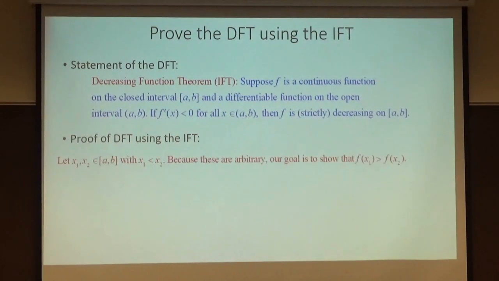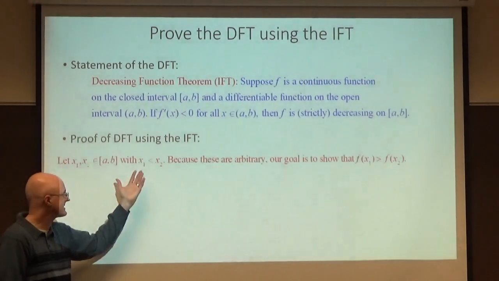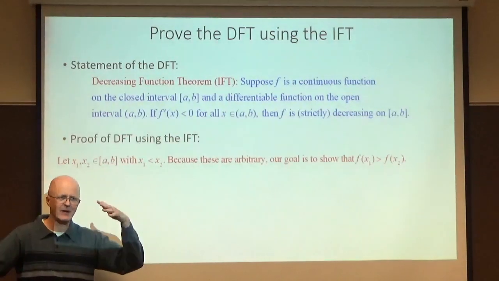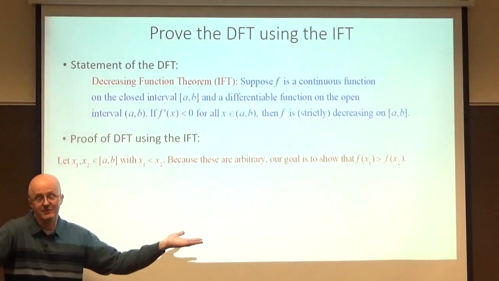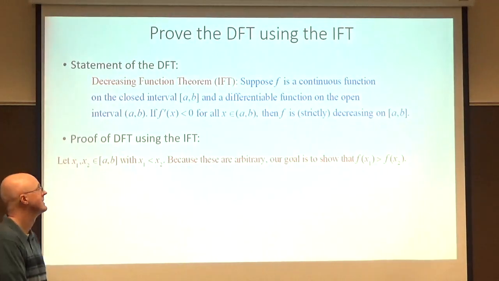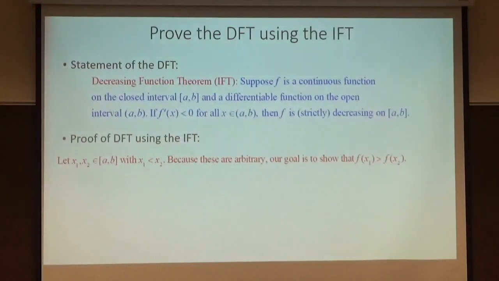So to prove it, I started off by assuming the same kind of thing that I did with the increasing function theorem proof. Assume you've got two numbers, x1 and x2, in the interval, with one less than the other. And again, it doesn't matter that I assume x1 is less than x2. They're just arbitrary symbols anyway, because I could assume x2 is less than x1. It doesn't really matter. And also because these are arbitrary, our goal is to show that f of x1 is greater than f of x2.